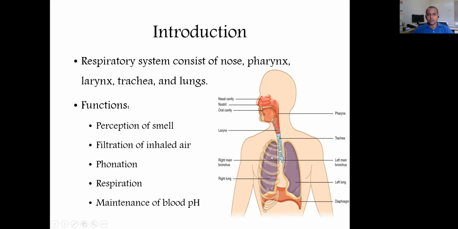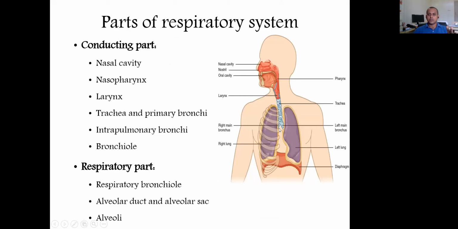Okay, so let us move ahead with the functional part of the respiratory system. The respiratory system is functionally divided into two parts: a conducting part and a respiratory part. The conducting part helps in the conduction of the air which is inhaled into the lungs, right? And the respiratory part is the true part which, in short, helps in the exchange of the gases, right?